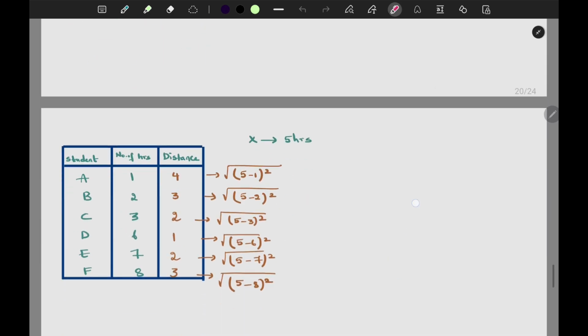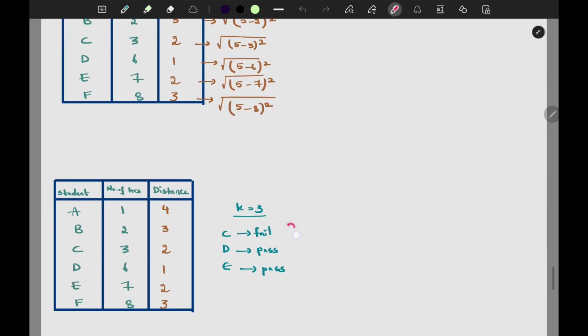So if I consider these 3, out of these 3, I'll go ahead with the majority opinion. So if a person is studying for x equals 5 hours, then they are definitely going to pass the exam. This is how it works for classification.